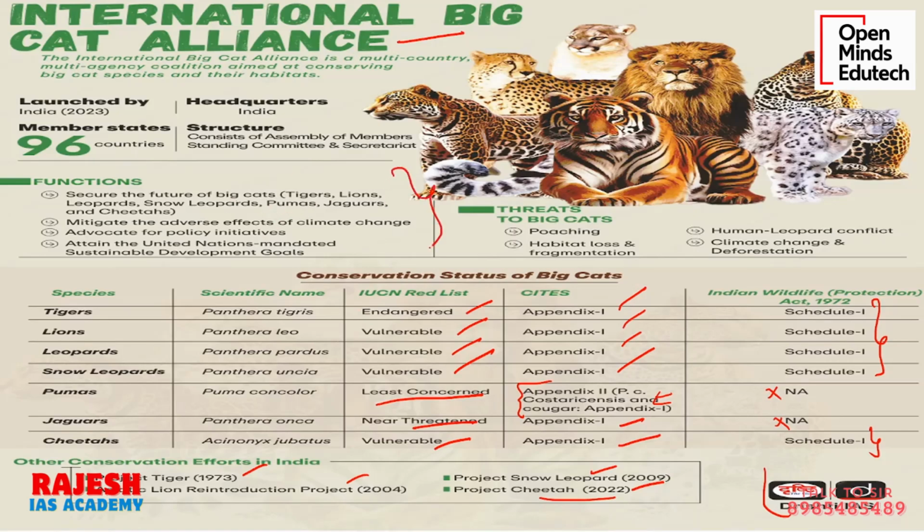So we have some objectives: to conserve them, to mitigate the adverse effects of climate change, etc. And some threats big cats are seen facing are poaching, that means hunting for its meat or body parts. Then habitat loss, we are destroying natural forest, we are laying infrastructure in the middle of the natural habitat of these animals. Human-animal conflict, climate change and deforestation, etc. So these are the threats these animals are facing.